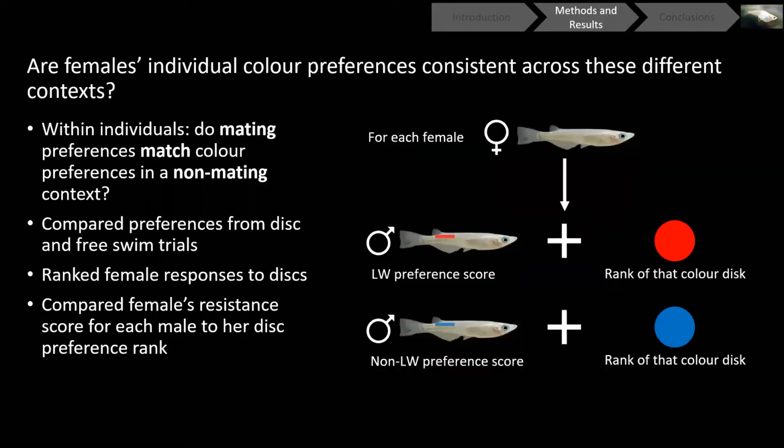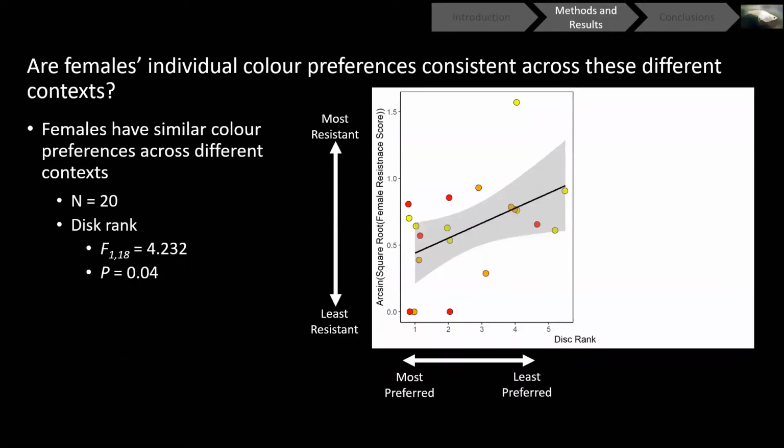To test this, for each female I took the preference scores for her long wavelength and her non-long wavelength color. Then I compared that score to the rank of that color from that female's disc trial. I ranked all 6 colors that she was tested with in the disc trial, and then compared the rank to the preference score from the free swim trial of that same color. So these are what these results look like.